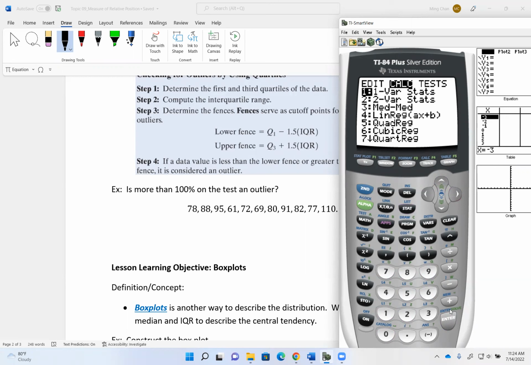All right, stats, calc, number 1. Oh Lord, why do I keep missing numbers? 78, 88, 95, 61, 72, 80, 91, 82, 77, 110. I missed a number, sorry about that. There we go. All righty.